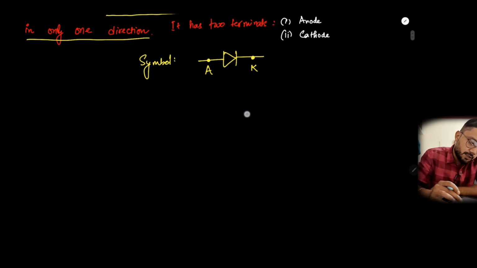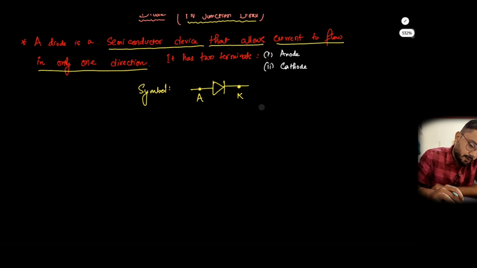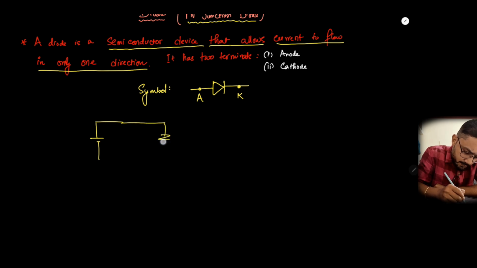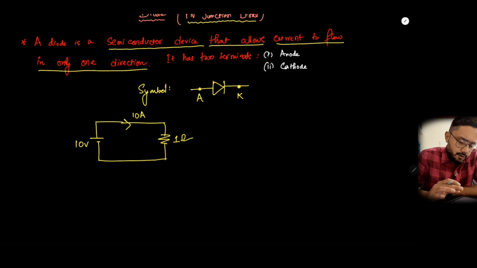So suppose you have an electrical circuit. Let us take any value of resistor, say 1 ohm, and 10 volts. So what will be the current? The current would obviously be 10 ampere. Okay, now the circuit is working completely fine.